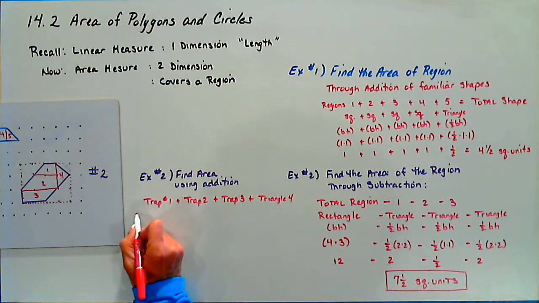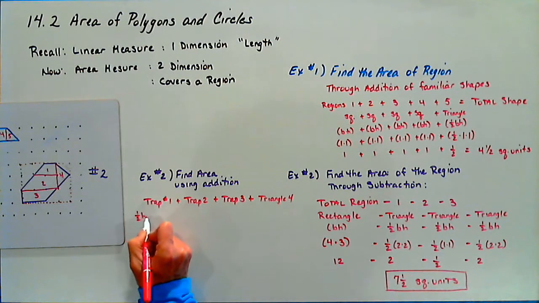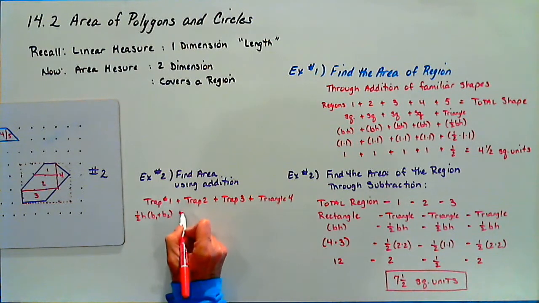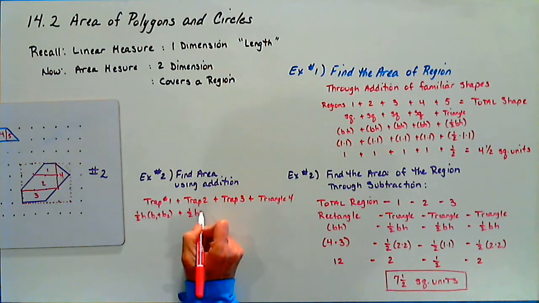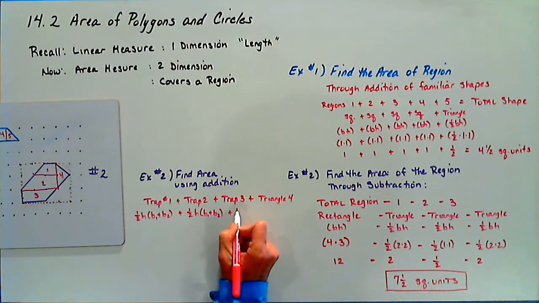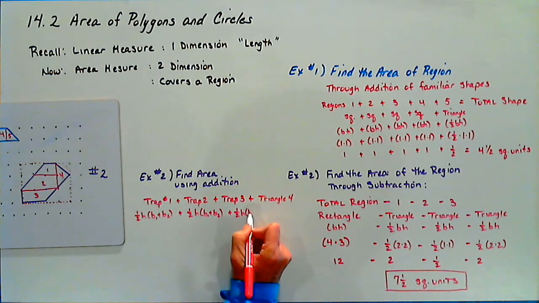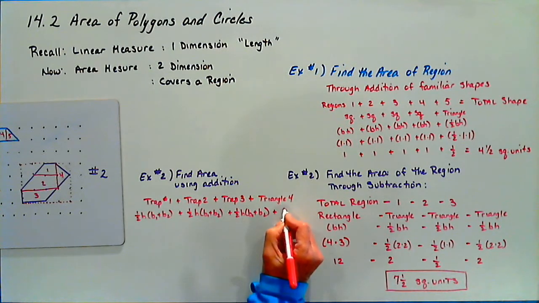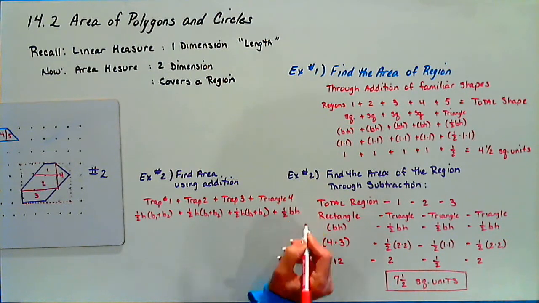So area of a trapezoid is 1/2 the height times the sum of the bases, which are parallel. And a triangle is half base times height.